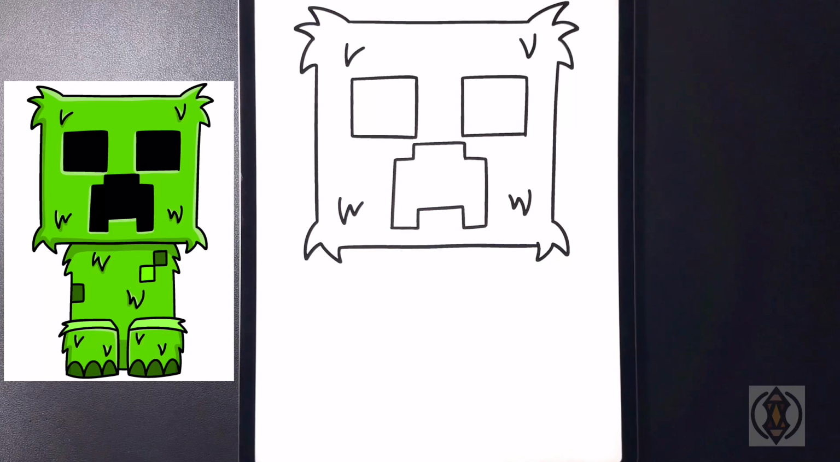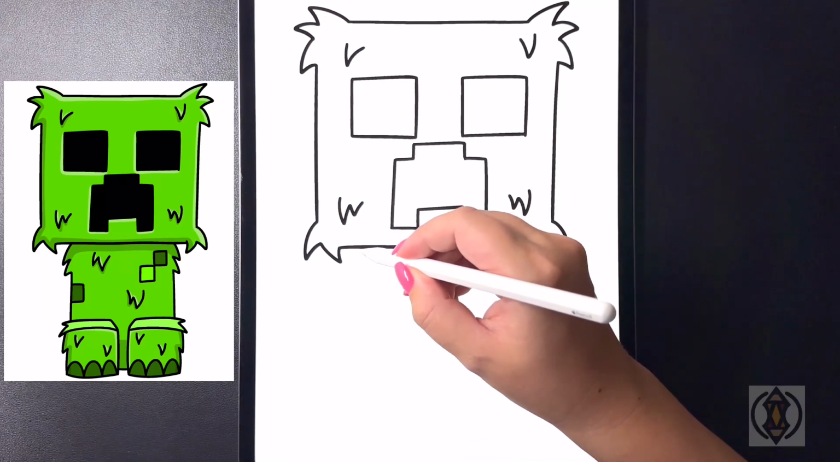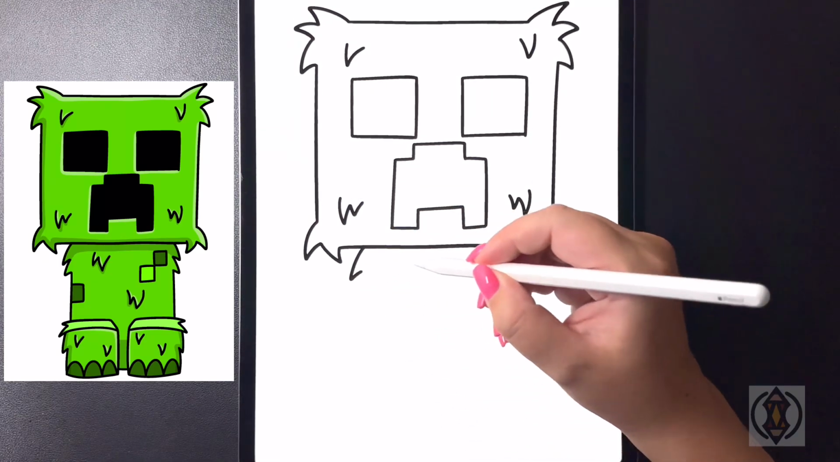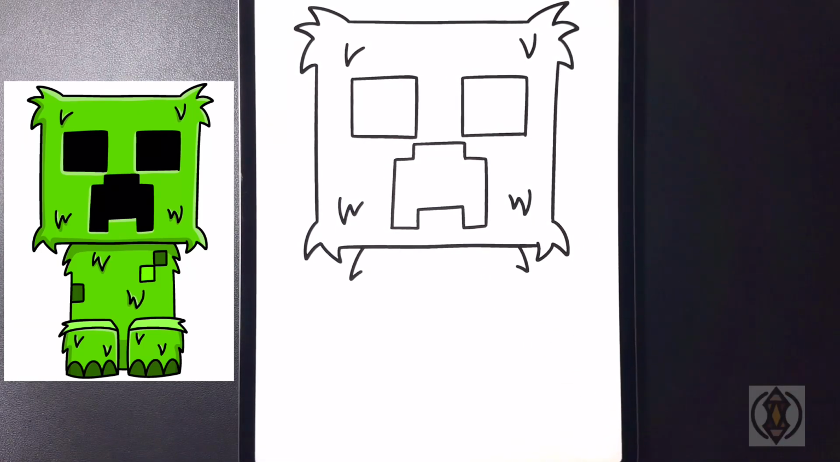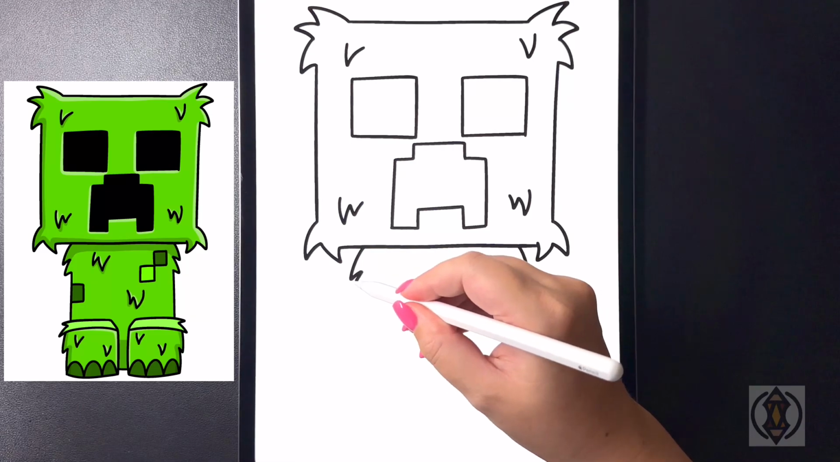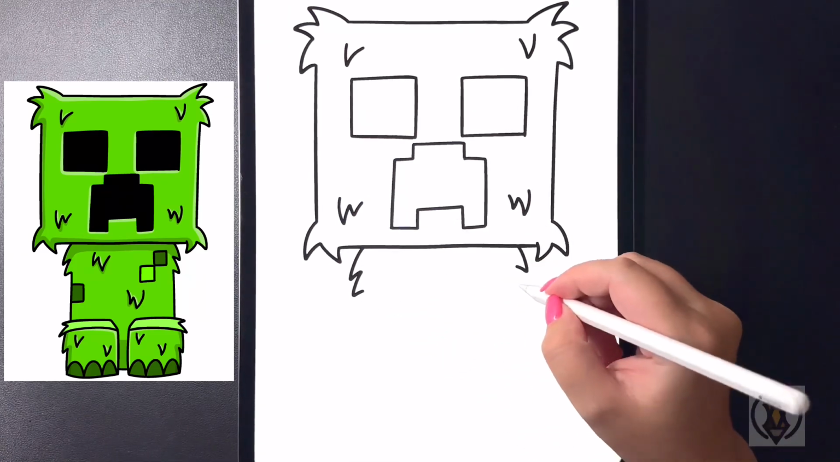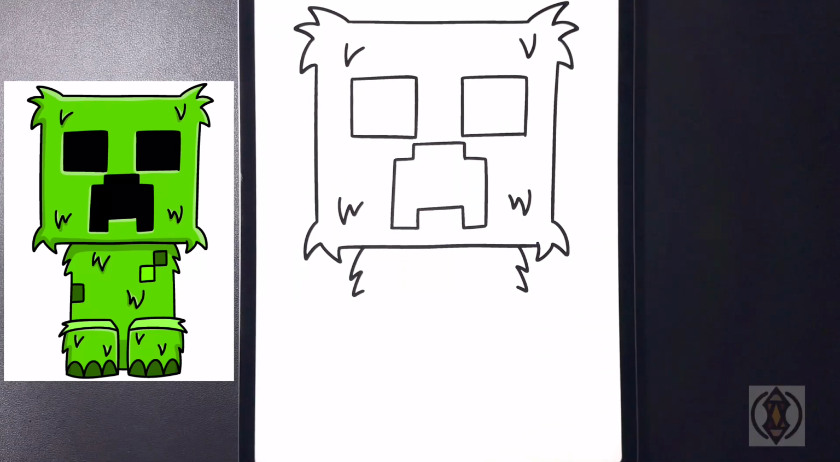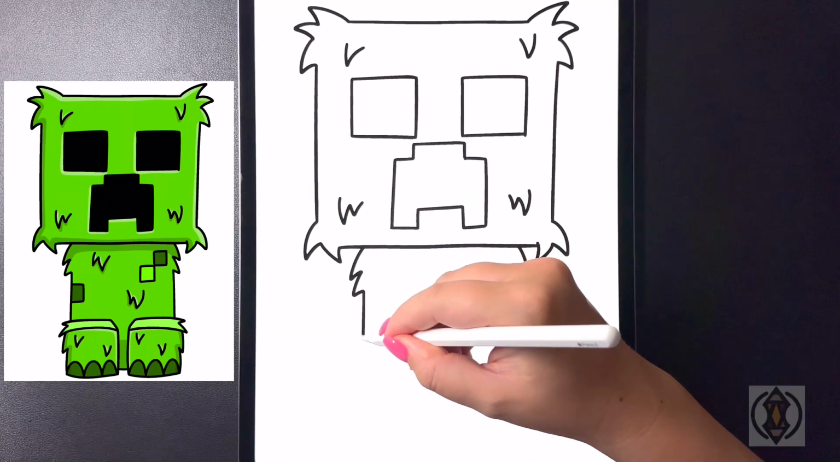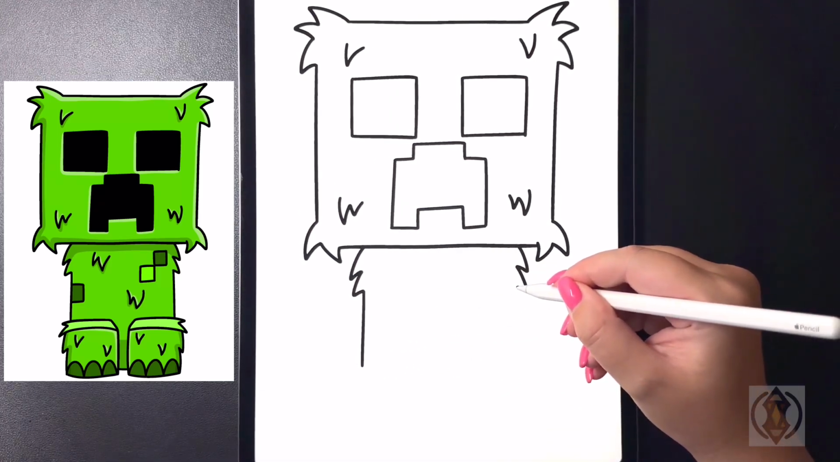Now let's move down and draw in our body. So on both sides, we're going to curve this line out and then in. And then again, moving down, curving that out, back in. Let's draw in a straight line that comes down towards the bottom of our page.